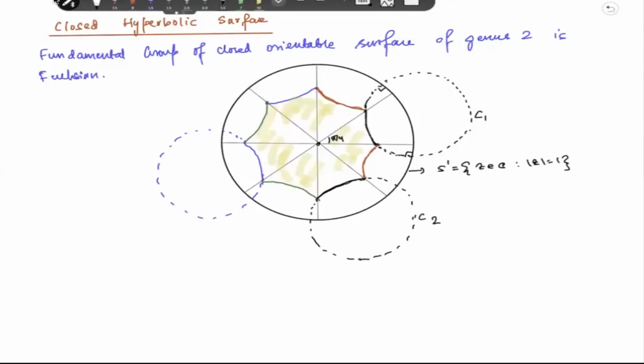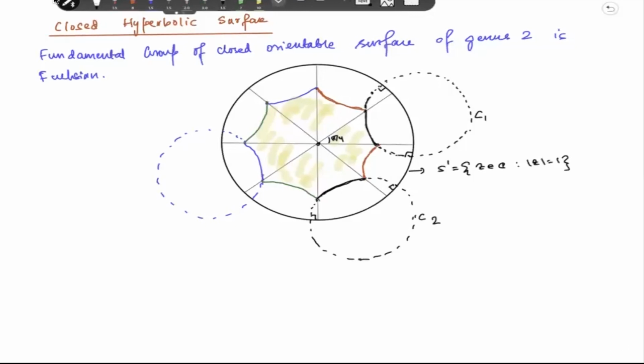orthogonally. So if I call this circle C1, then C1 will intersect the circle S1 orthogonally. Similarly, I can extend this geodesic and make it a bi-infinite geodesic. This will meet orthogonally, and further I can extend it in the complex plane. So I'll get my C2. C2 will intersect the circle S1 orthogonally. Now what I want is an isometry taking C1 to C2.